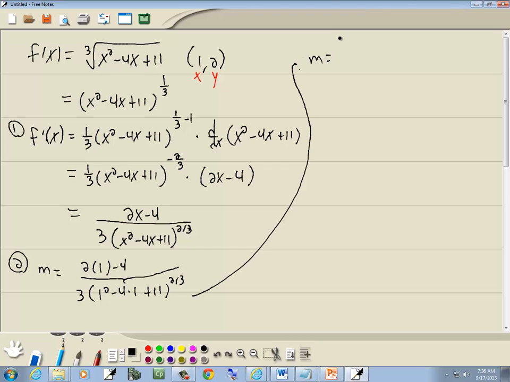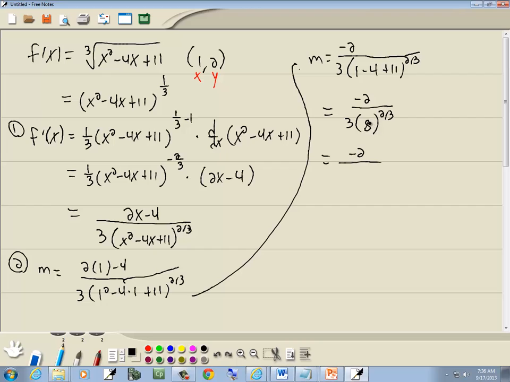So we've got m is equal to 2 times 1 is 2, 2 minus 4 is negative 2, over 3 times 1 squared is 1, minus 4 times 1, or minus 4 I should say, plus 11, to the 2/3 power, which gives us negative 2 over 3 times, 1 minus 4 is negative 3, plus 11 is 8. I'll wake up here eventually. So we've got 8 to the 2/3.